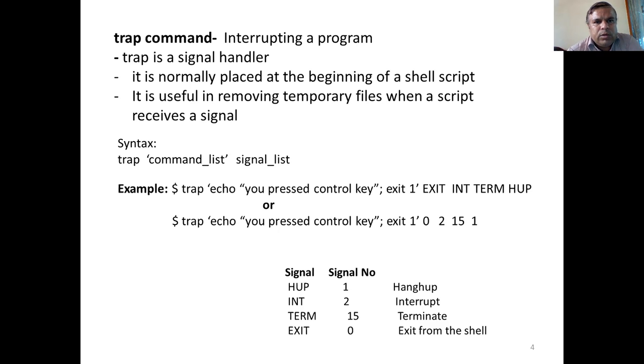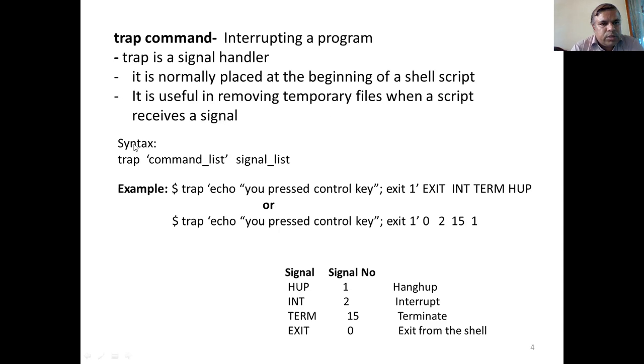You can use this trap command in case your script receives a signal. A signal is nothing but a software interrupt sent to the program when an event occurs. So the trap command is a signal handler. It is normally placed at the beginning of the shell script, and it is useful for removing temporary files when a script receives a signal. So it removes the temporary files and then resumes its execution.